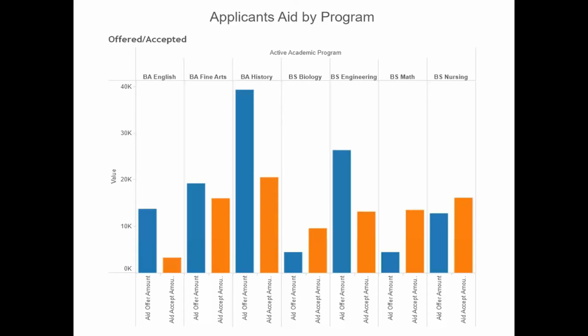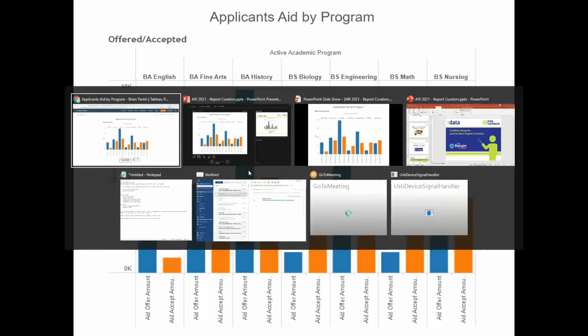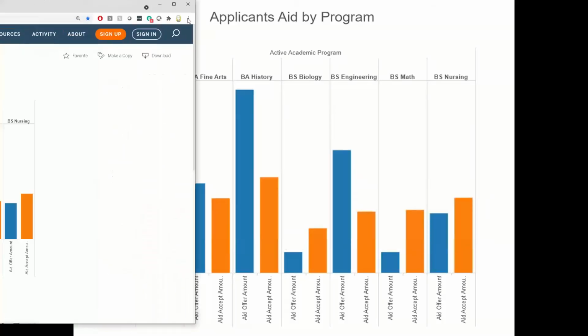So here's this report called Applicants Aid by Program. It's a pretty looking report. It's got a bunch of information, but I have a bunch of questions, like, what does this aid offer amount exactly mean? How are they calculating these values? Is this for the current term? How are they determining that? What does it mean by active academic program? A bunch of questions that I might have on this report. So how do I know if I can trust it? So let's actually go look at this particular process.